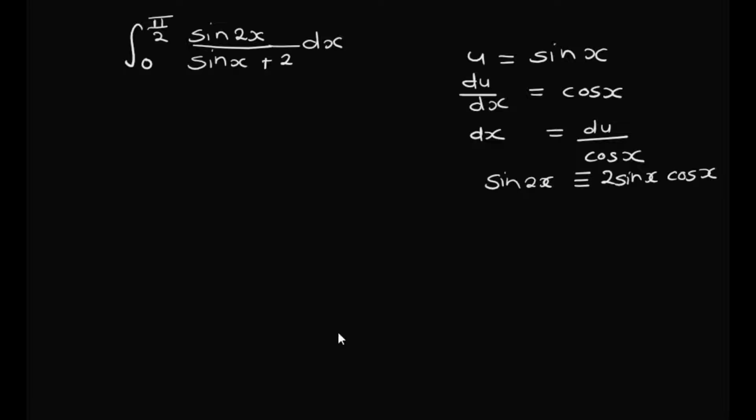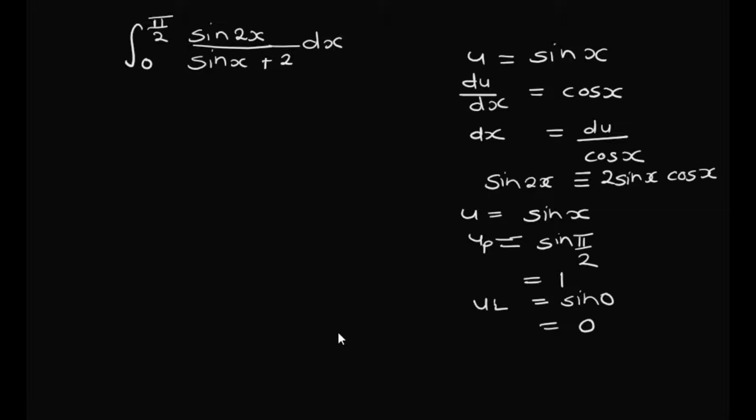We know that u is equal to sine x. For the upper limit, u is sine pi over 2, which is equal to 1. The lower limit will be sine 0, and sine 0 is just 0.